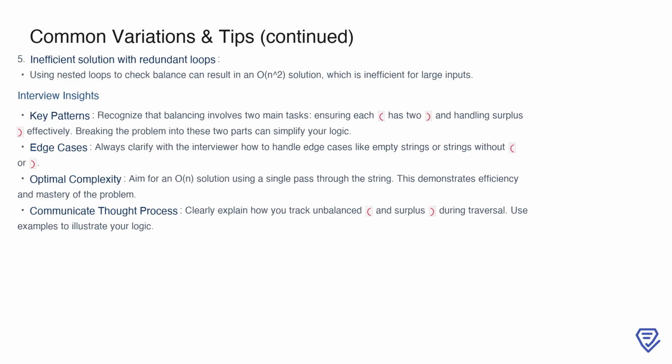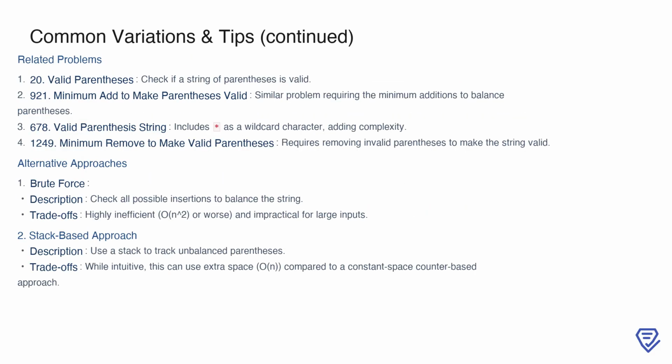Another key point to emphasize is optimal complexity. A single pass through the string, achieving an O(n) solution, demonstrates both efficiency and a strong grasp of the problem. As you work through your solution, clearly communicate your thought process to the interviewer. Explain how you're tracking unbalanced opening parentheses and surplus closing parentheses, and use examples to illustrate how your logic handles different scenarios.